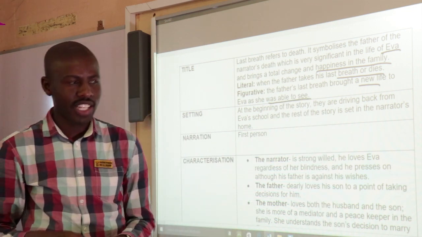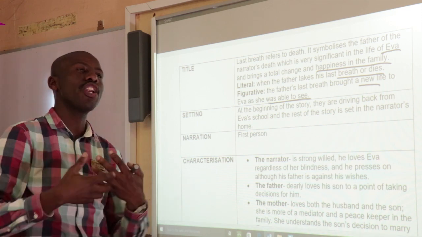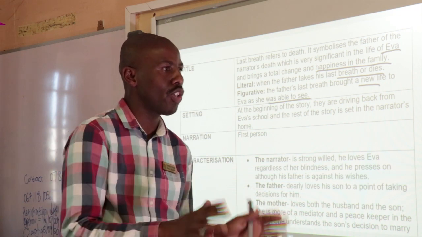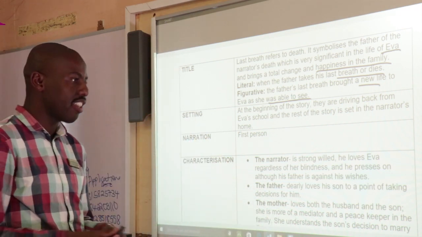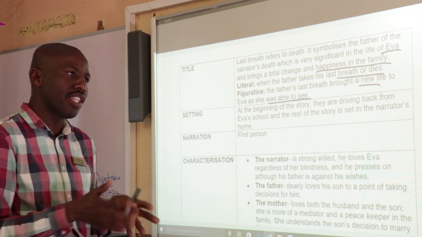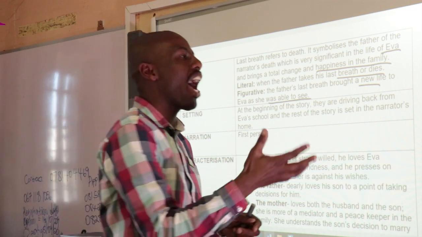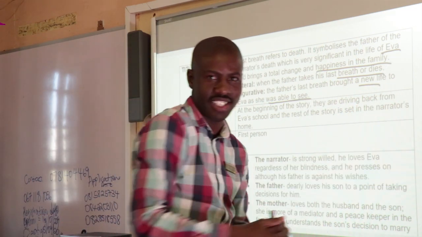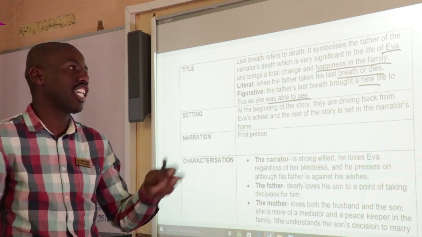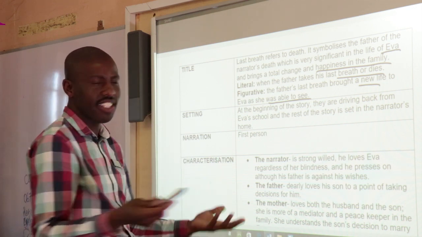Now we learn in the story that Eva is actually a blind woman. She is blind, she cannot see. And we are not told what happened, whether she was born like that or there was an accident, we do not know. What we know is that she is blind. But the boy or the speaker or the narrator is madly in love with this woman. And the father cannot understand it. Out of all the girls, why are you so in love with a blind person? Now that is discrimination, that is prejudice. Because she is blind, therefore she cannot have someone she loves. That is very unfair.